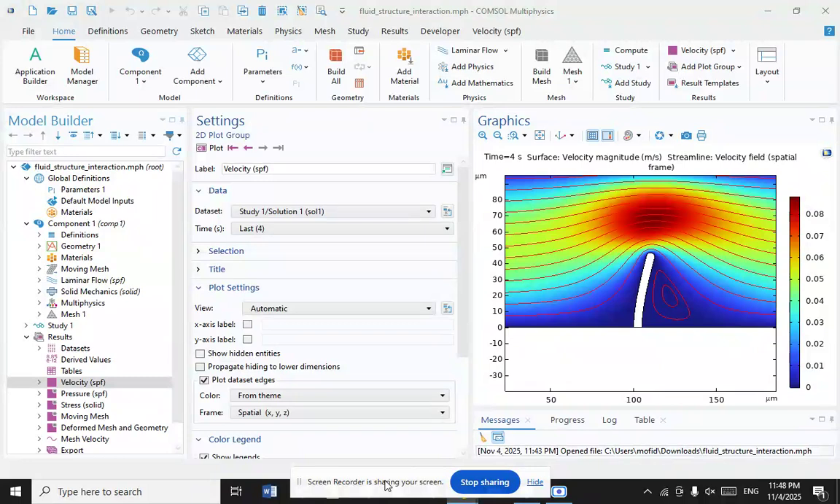The first one is simulation. Sophisticated numerical methods are needed to solve these complex multi-physics problems. Software uses techniques like the finite element method for structures and the finite volume method for fluids, often in a coupled simulation. The next one is design and optimization.